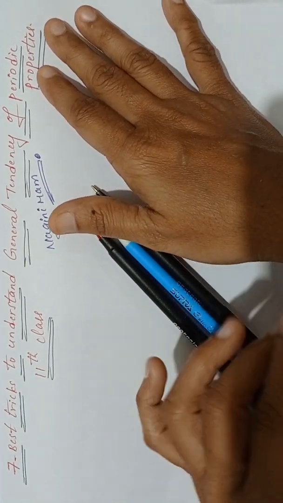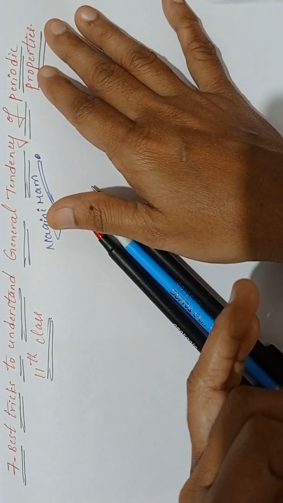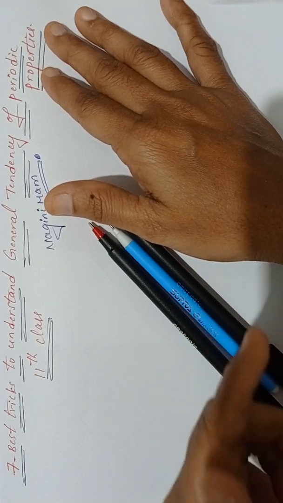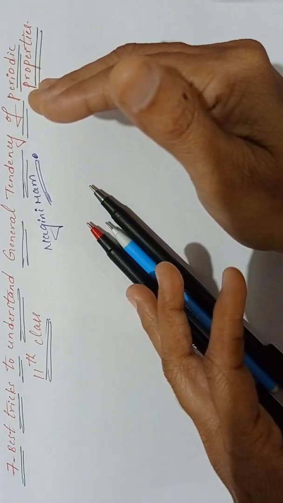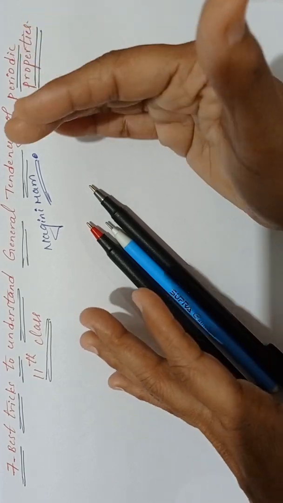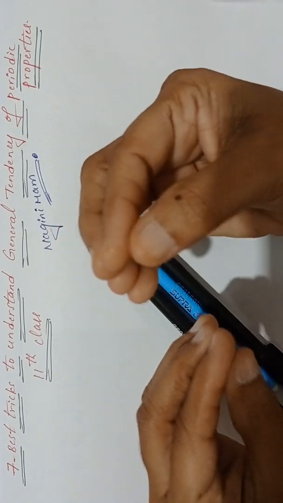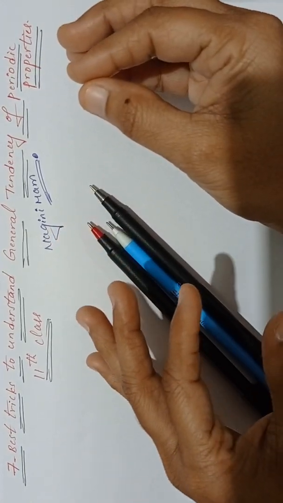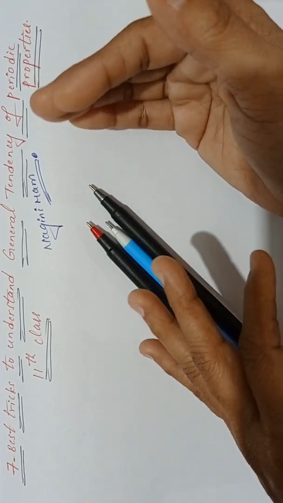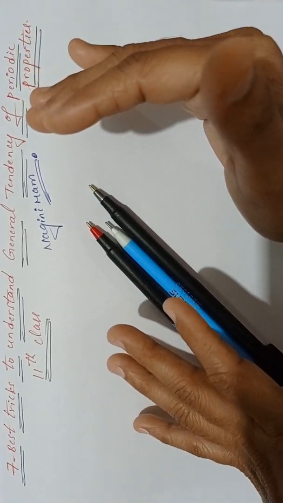So there are a total of 7 properties: atomic radius, ionization energy, electron affinity, electronegativity, electropositivity, metallic property, and non-metallic property. We will see how these periodic properties change in periods and groups. After this topic, students, you will get a clear idea of these periodic properties, and you can easily answer any type of question based on these 7 periodic properties. Now first I'm going to discuss atomic radius.